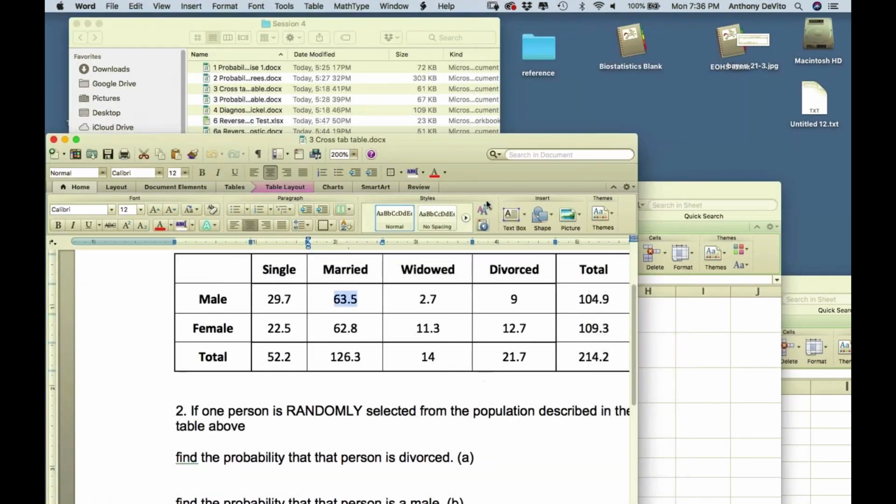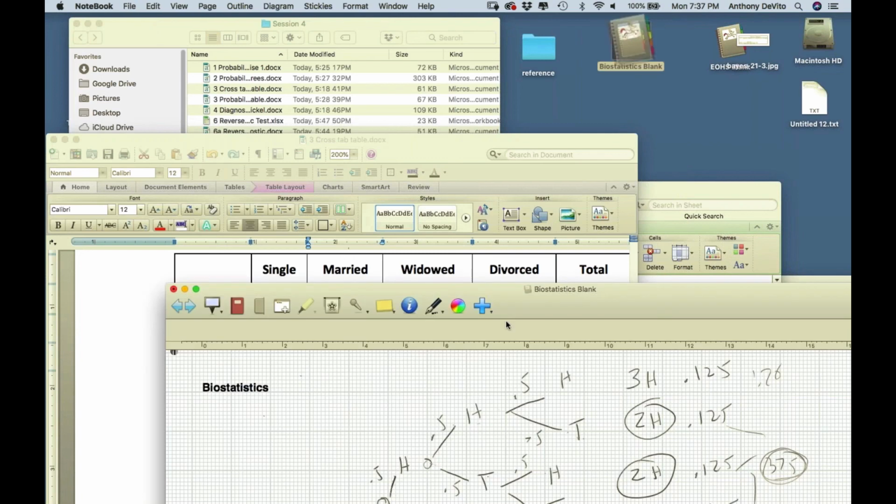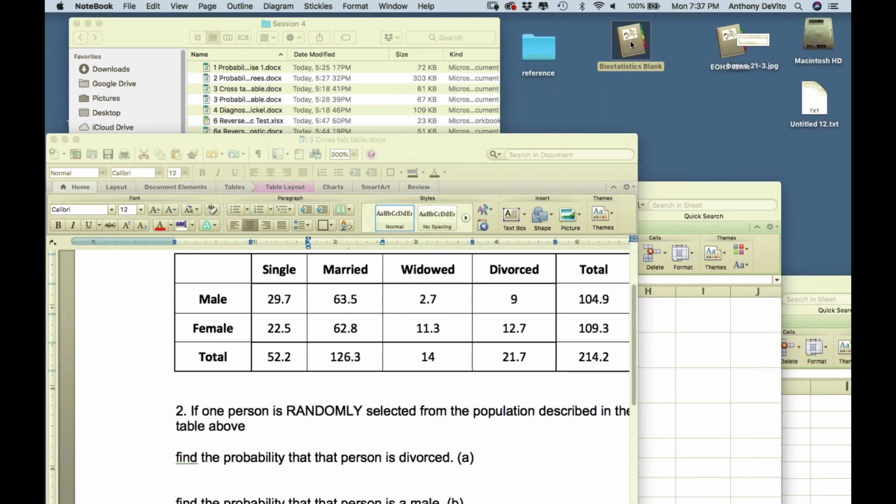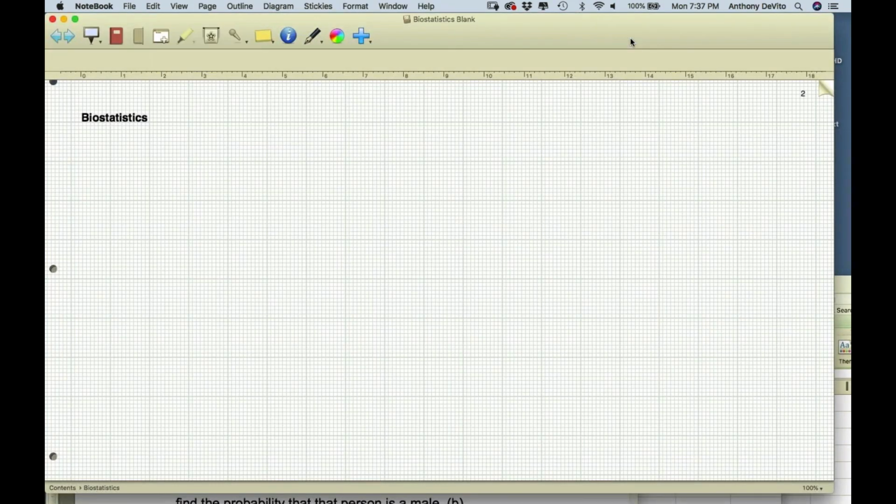Okay. And then finally, let's talk about, let me get a blank piece of paper. I'll close that. Okay, let's see if we can do this without messing this up. Okay.